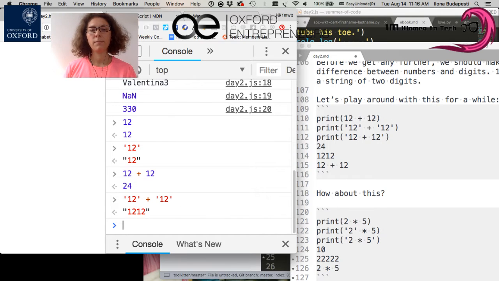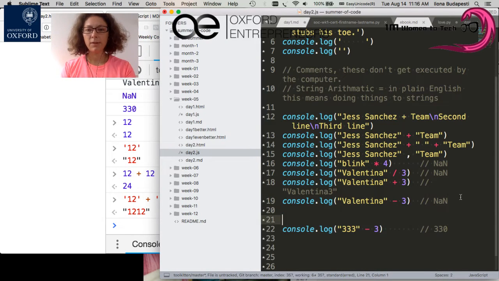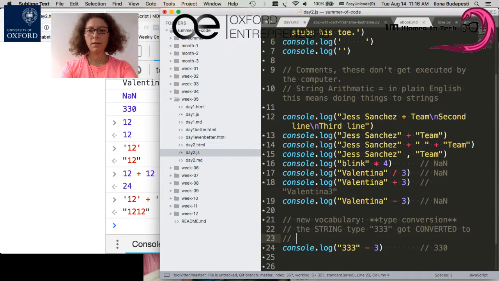Let's see. Okay, so if both types were strings, it didn't perform any, what is the keyword we learned today? Type conversion. Okay. I think this is a fairly important keyword, so I'm going to put a comment here. We learned new vocabulary, which is type conversion. The string type 333 got converted to number type. Okay.